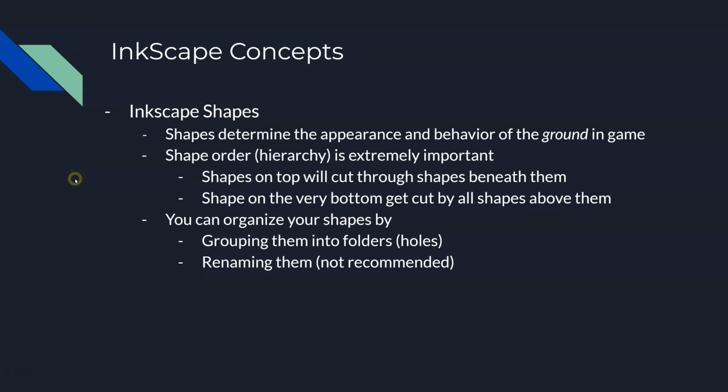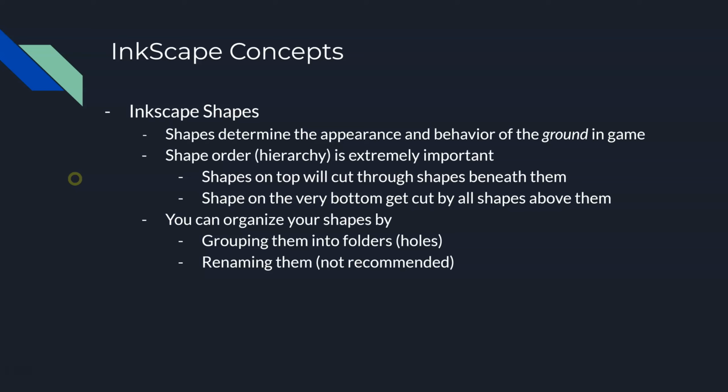So concepts, okay. Inkscape shapes. When you draw out these shapes, they determine the appearance and behavior of the ground in the game, okay? They don't control the plants, they don't control the trees. You do that later on in Unity. They control the appearance and behavior, which means, hey, if you draw something that is a fairway, it's going to look like a fairway in the game, and it's going to behave like a fairway in the game, right?